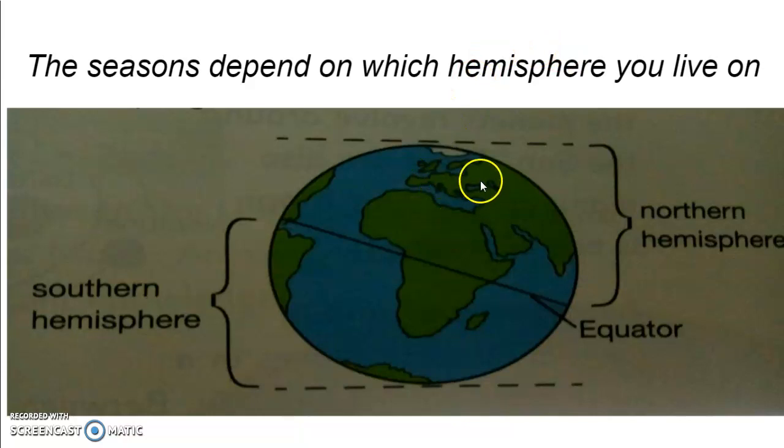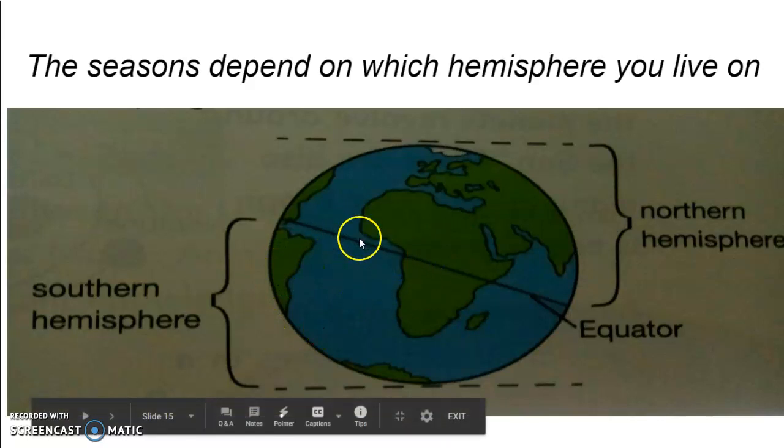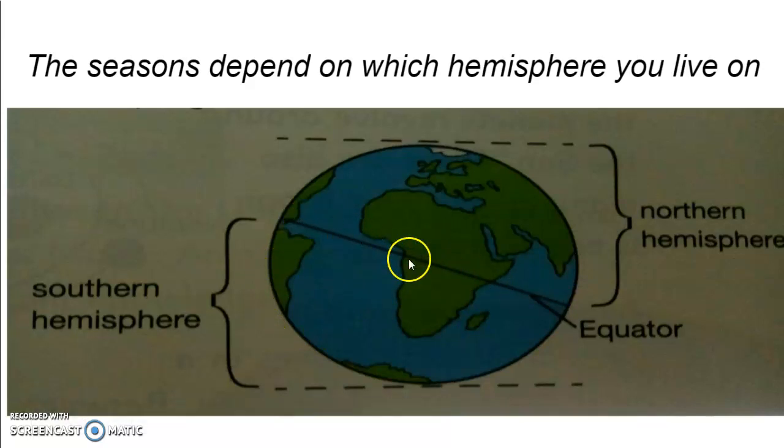We have the northern hemisphere and southern hemisphere, and this is the equator. I think you took this in geography. So the season depends on which hemisphere you live in. This is the northern hemisphere and this is the southern hemisphere.